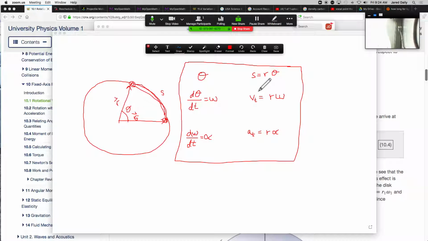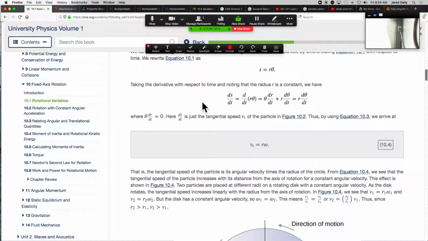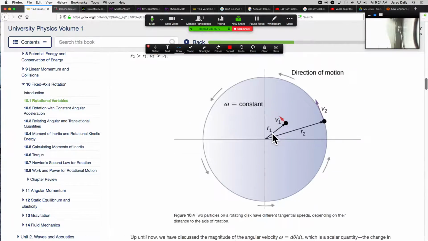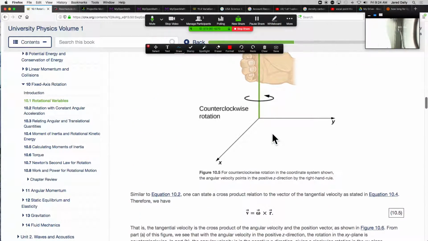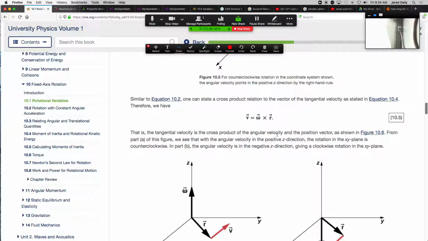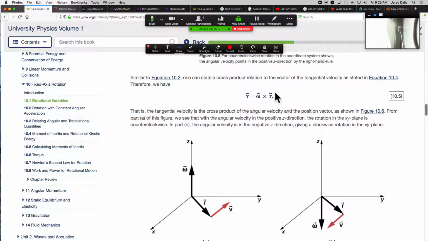Anyway, so let's go back to here. So there's your tangential velocity, and then of course the last one that we talked about already. Oh, and of course the velocity also has a vector equivalent, an equation that is the vector equivalent.